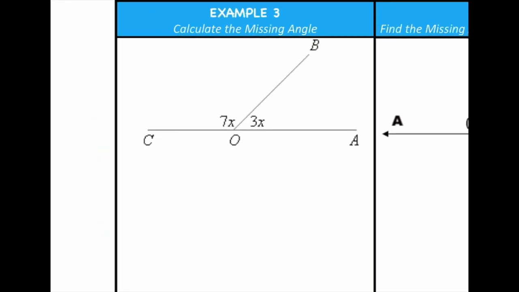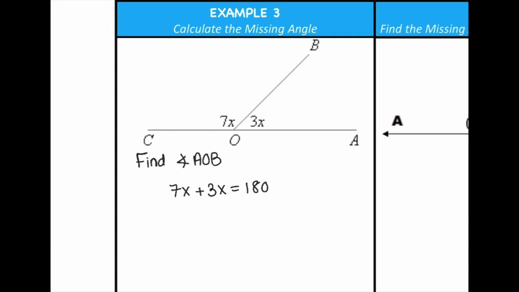For example 3, we need to find the missing angle. So in this example, we're going to find angle AOB. These are supplementary angles, so we know that they need to add up to 180 degrees.